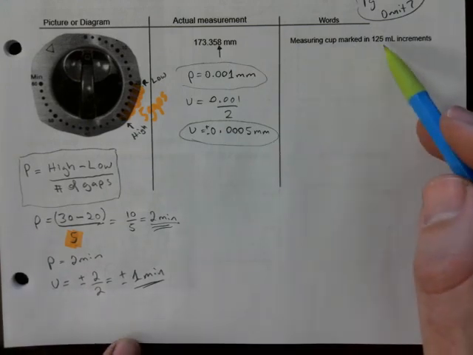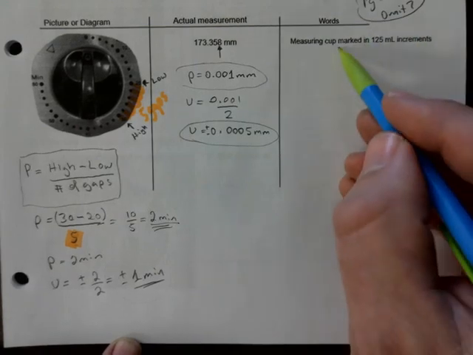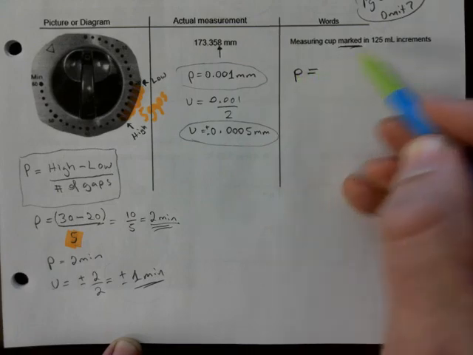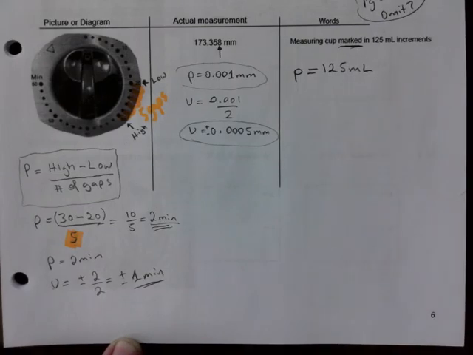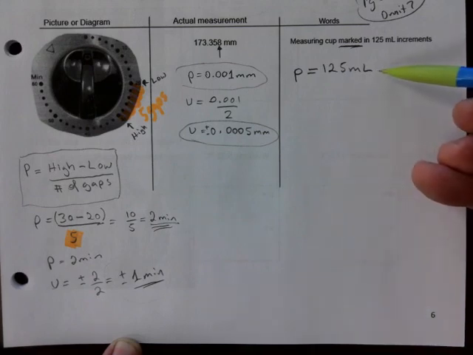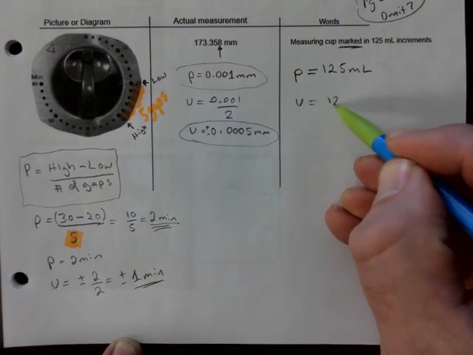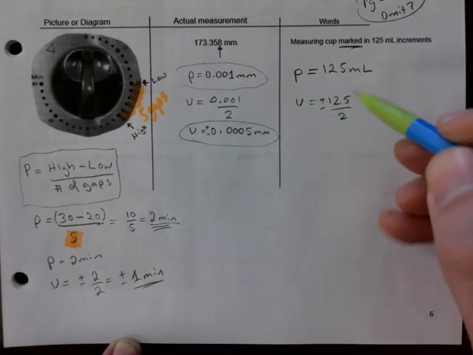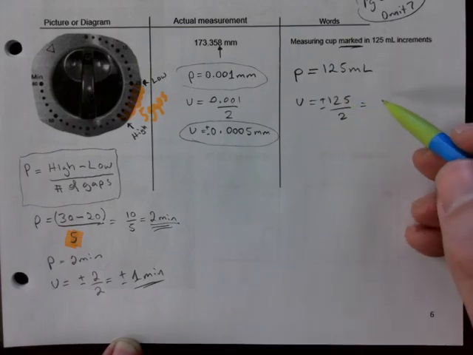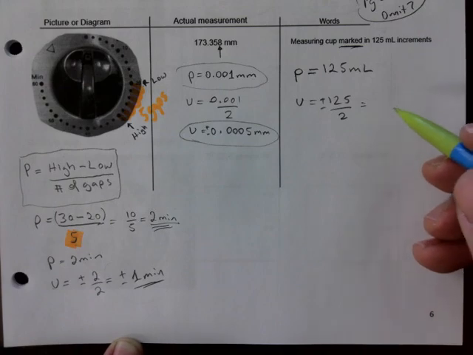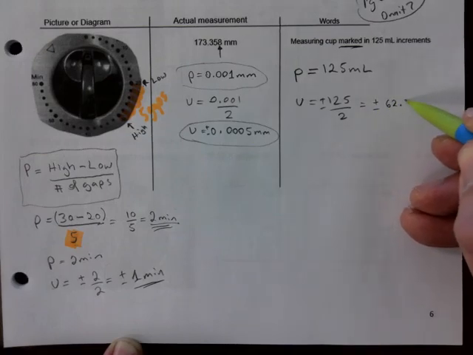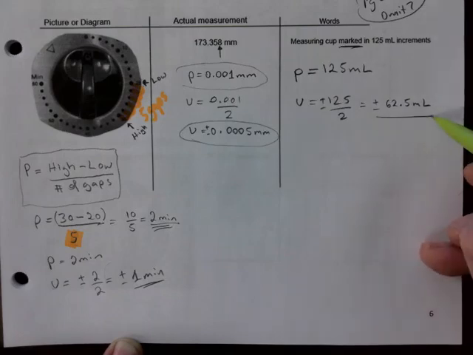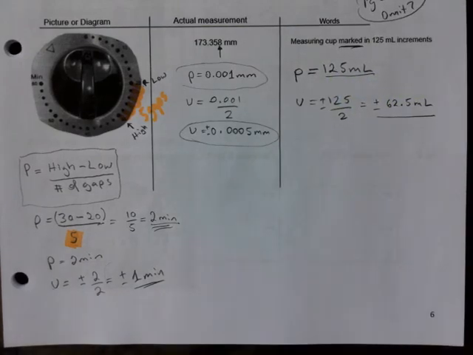Measuring cup, marked in 125 milliliter increments. There's that marked. All you need to do is take what they give you when it's a word problem, right? And they say, this is marked in whatever, that is your precision. Okay? And therefore the uncertainty is just half, plus or minus half of that. It's also known, called the margin of error. What is this? 62.5. 62.5 milliliters is my uncertainty. That is my precision. Okay.